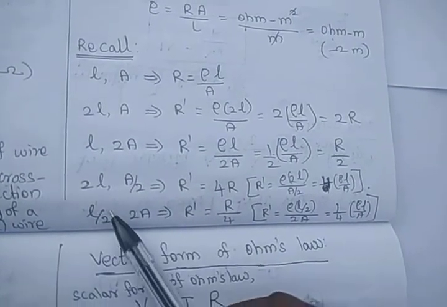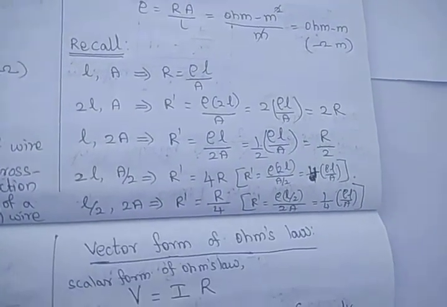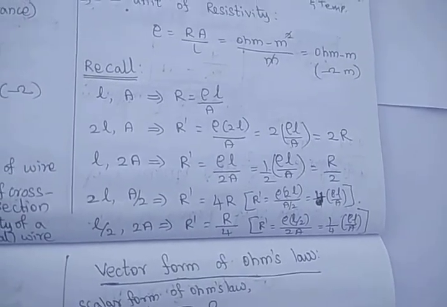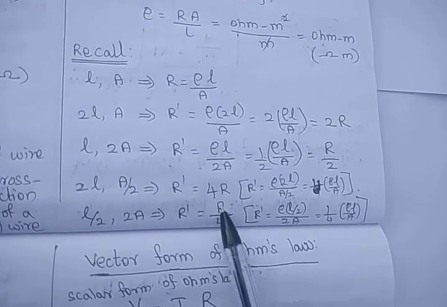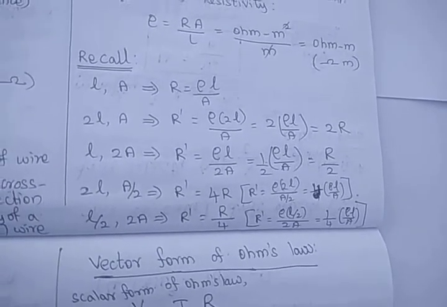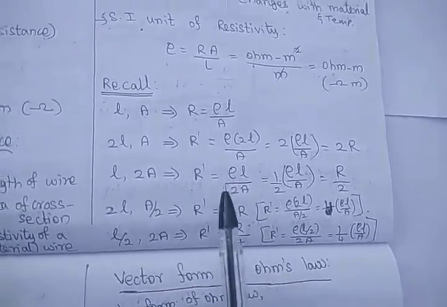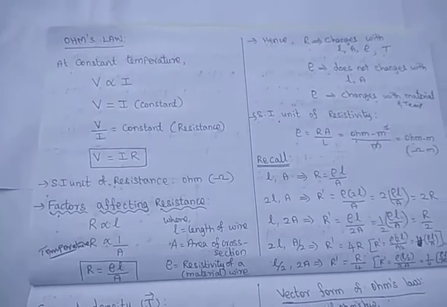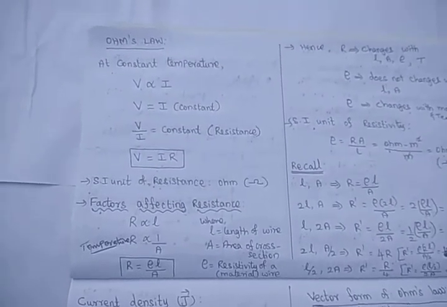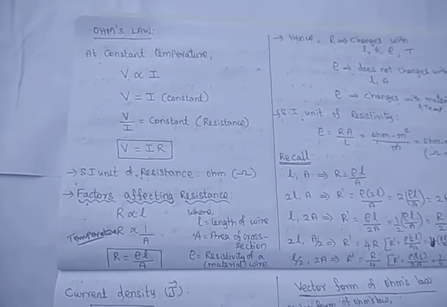If the wire is doubled on itself, meaning folded on itself, the length is half and the area of cross section becomes double. So the new resistance will be R by 4. These are all the things you should keep in mind for problem solving. I will show the pages slowly so that you can copy them in your classwork note.